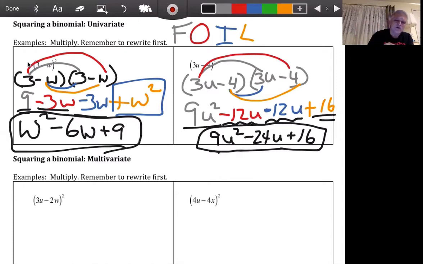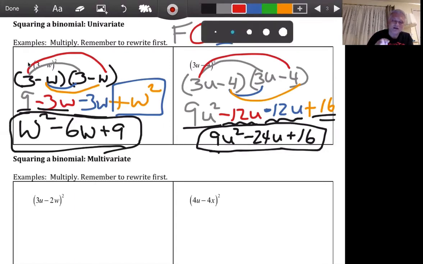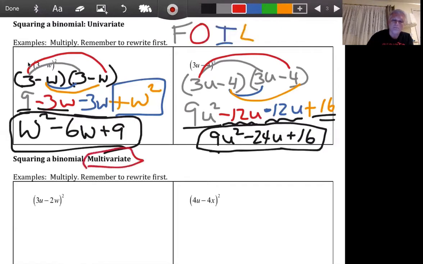Okay, now hopefully you thought that was nice and easy, because this next little section, it's the same exact topic, except now we're going to do multivariate. So we're going to have more than one variable. Before we had w but no other variables. We had u but no other variables. Here we got a u and a w. Here we got a u and an x. So we got multiple variables, which is okay. It's just as easy. So let's go ahead and scoot down the page and do those.